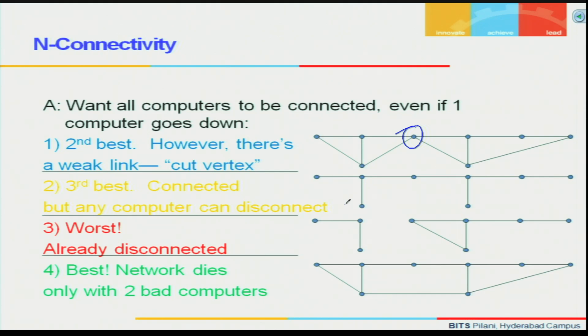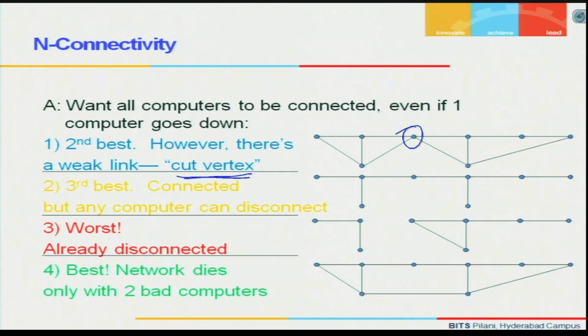You got 4 guys, can any guy going down make you disconnected? Here there is only one such vertex which makes your network go down, and if your graph is such that removing one vertex makes it disconnected, we call that particular vertex a cut vertex. Means if you remove that vertex, your graph has been cut and you get 2 components.